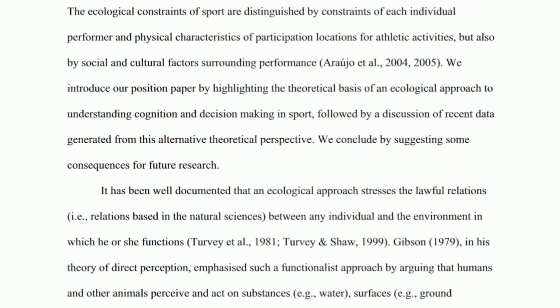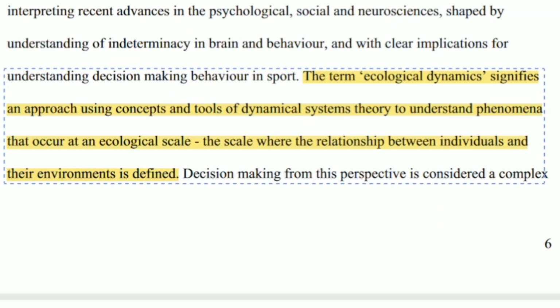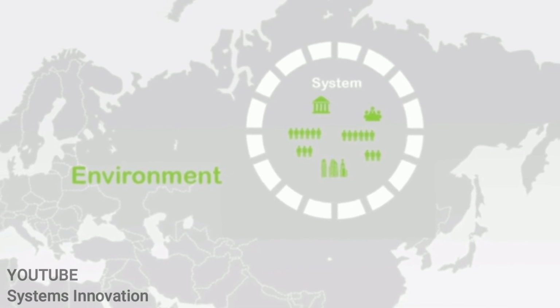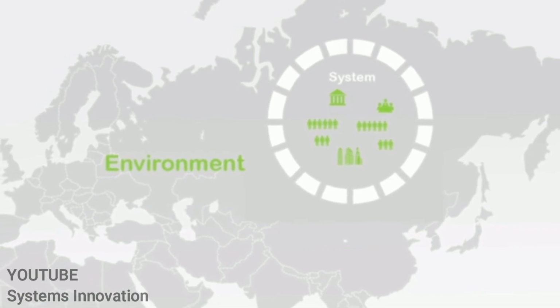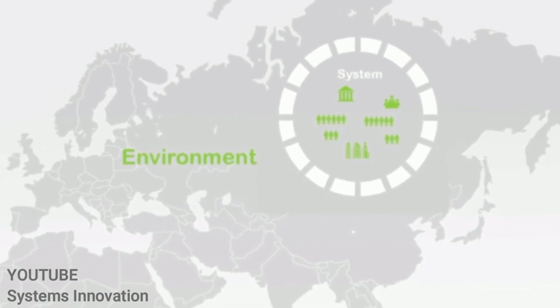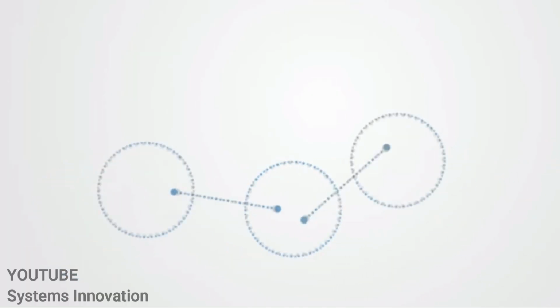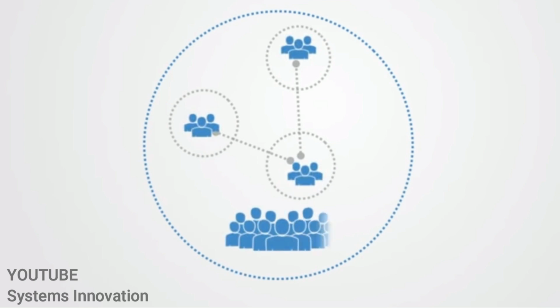Here is an overview. The term ecological dynamics is an approach using concepts of dynamical systems to understand things at an ecological scale. Systems are groups of parts separated from the environment, like a country with all the people, political, educational systems inside the international environment. The political system inside the country is a different system in the environment of the country, so it is a system in a system. These can be open or isolated, but most are open, meaning things flow in from the environment, adding parts to the system.